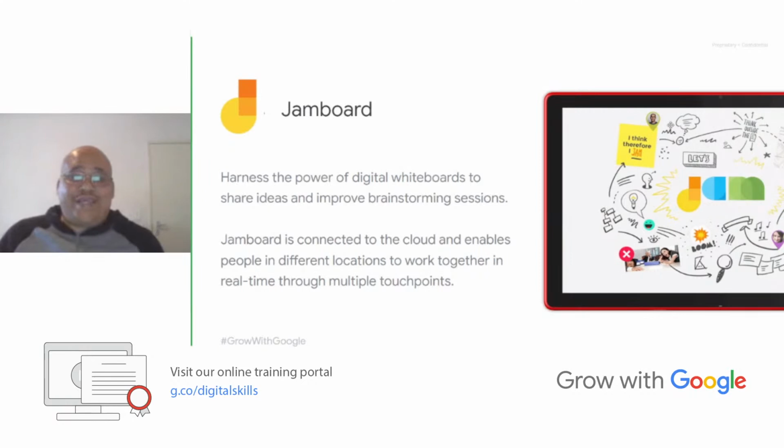So the first one is Jamboard. Now, has anyone heard of this one before? Or you might have seen the tool? Okay, just one person. Okay, that's fair enough. Basically, what Jamboard allows you to do is harness the power of digital whiteboards to share ideas and improve brainstorming sessions. This is because Jamboard is connected to the cloud, and it enables people in different locations to work together in real time through multiple touch points.